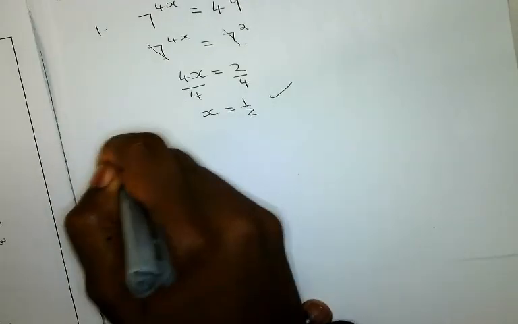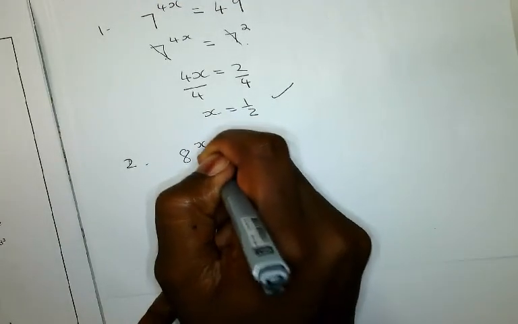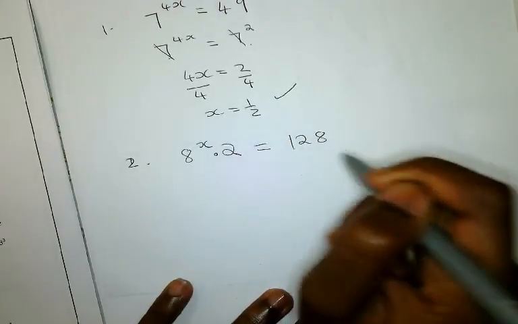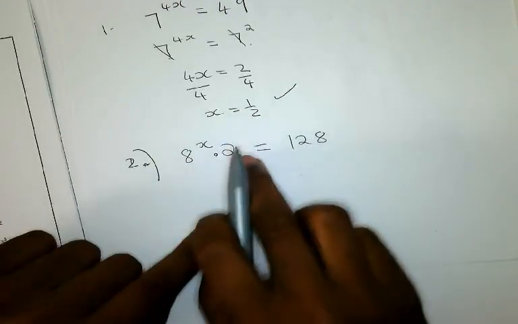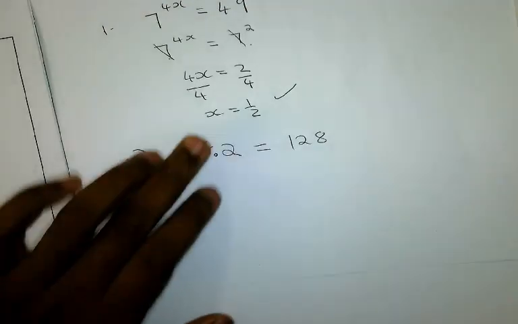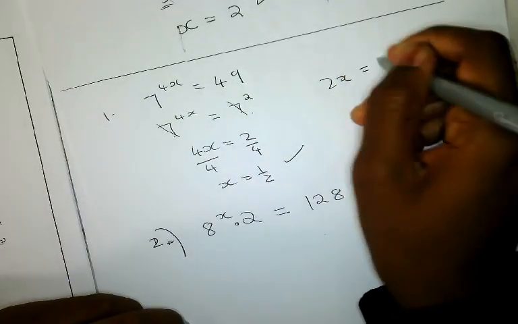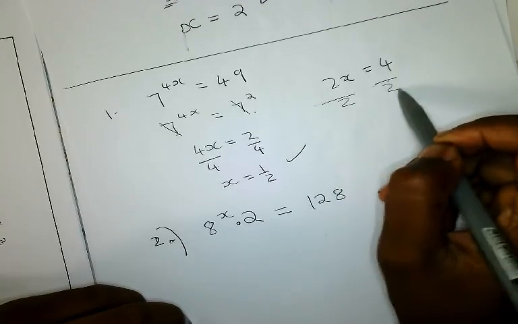Let me do question number 2. 8^x multiplied by 2 equals 128. So the idea here is to always get rid of the number without an x, and then isolate this one. In the same instance, if we were given 2x equals 4, we always divide by 2. Why? We want to isolate this one. So the same principle applies here. I'm going to divide both sides by 2. This side cancels. I'm left with 8 to the power x.